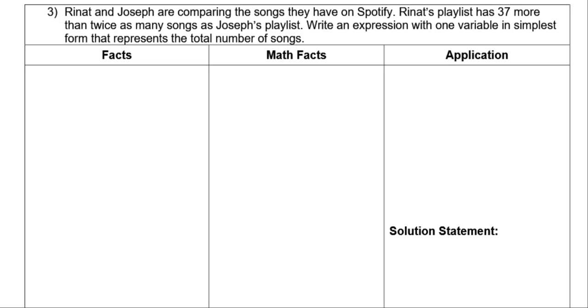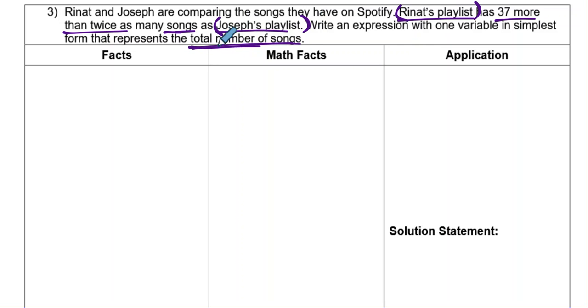All right, our third problem says that Renat and Joseph are comparing the songs they have on Spotify. Renat's playlist has 37 more than twice as many songs as Joseph's playlist. And we want to write an expression with one variable in simplest form that represents the total number of songs. So we're trying to represent the total number of songs between their two playlists, Joseph's plus Renat's.